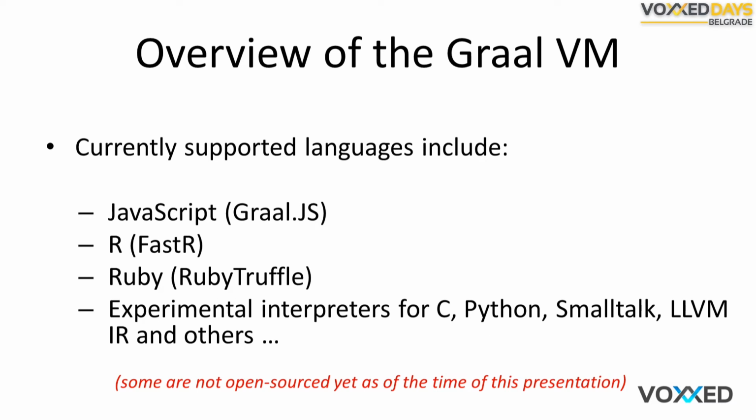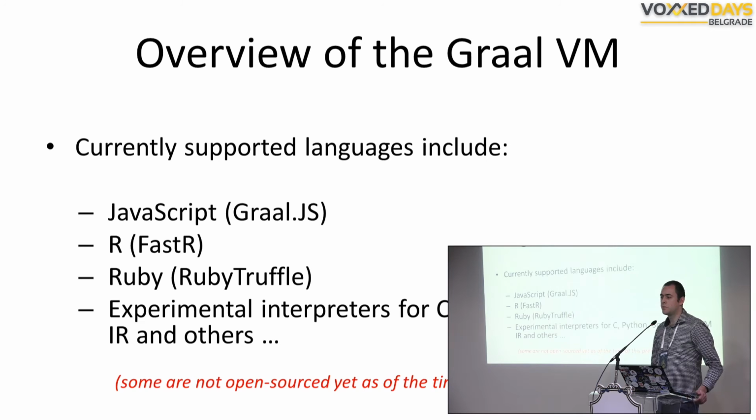Currently, the Graal virtual machine supports a few languages out of the box. There are implementations for JavaScript, which is Graal.js. We have R, which is named FastR under the Graal ecosystem. We also have an implementation for Ruby. And there are also currently some experimental interpreters for C, Python, Smalltalk, LLVM intermediate representation, and so on. Some of them you can find on GitHub. So if you want to develop your own language, you can use them as references. The JavaScript one is still not open sourced. It's being developed in-house by Oracle Labs.